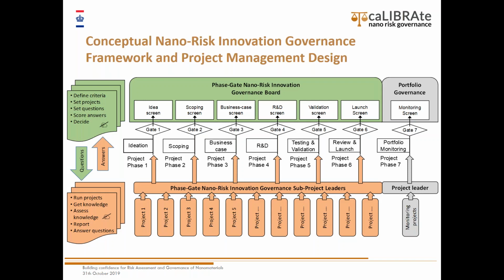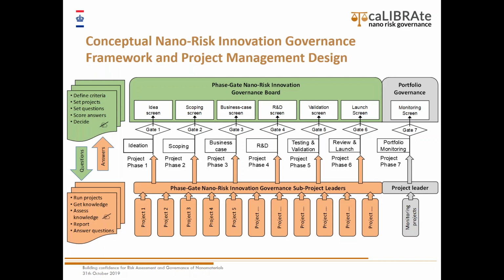In this setup, we have separated the monitoring phase, so the portfolio, and called it the portfolio monitoring, because we decide that after the review and launch, the project goes over into the established production in a company. So this is the monitoring phase, so basically following the ISO specifications, this is then moving the project or the innovation into portfolio governance. So now it's part of the business. And here we have assigned a project leader to monitor the projects. It can be, of course, also done in different ways. And this is a place where the Nano-Risk Grader, for example, could be used to monitor what is going on in the market.